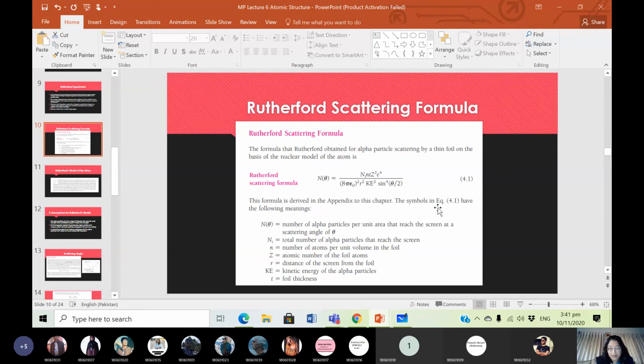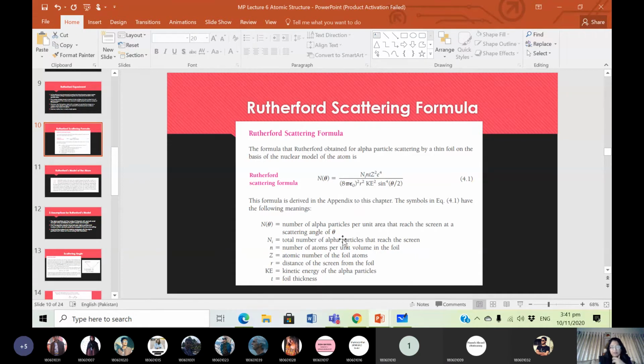But let's see over here. So the symbols in equation 4.1 have the following meanings. N theta is the number of alpha particles per unit area that reach the screen at a scattering angle of theta. Is this making sense? N theta is n as a function of theta. Theta is what here? Theta is our scattering angle.